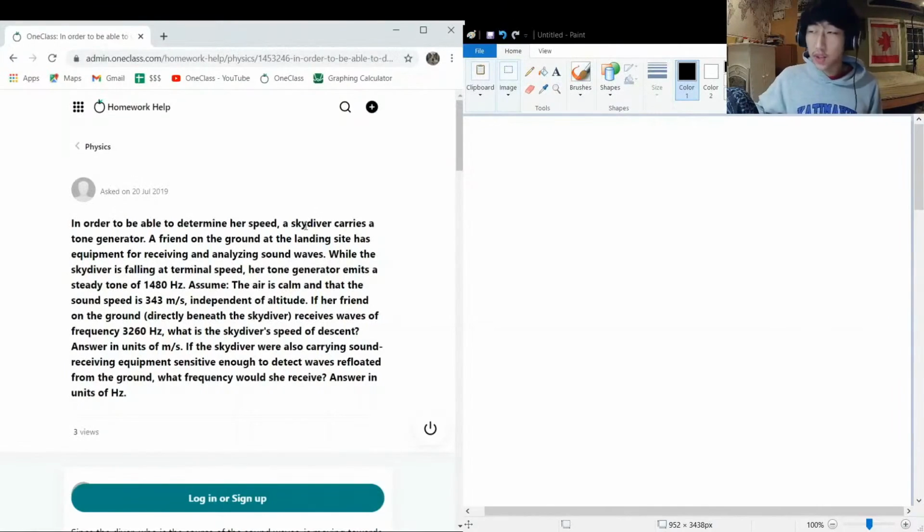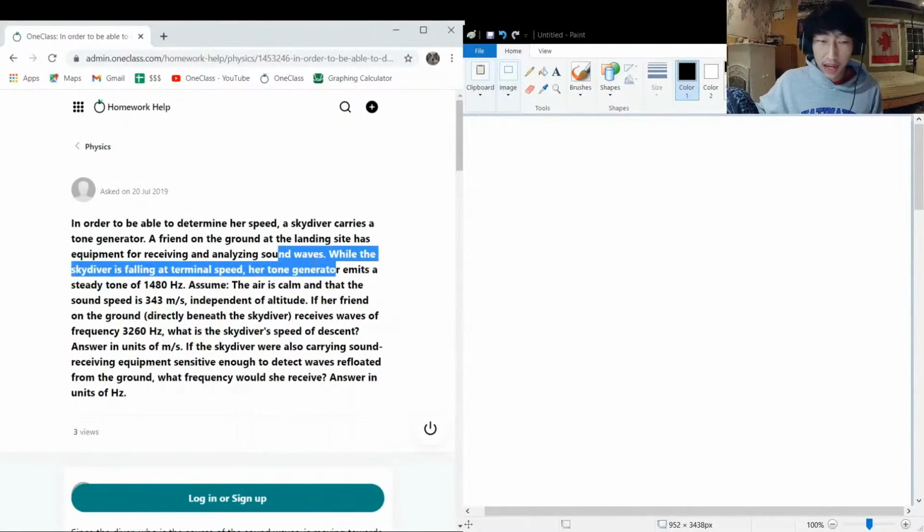Okay, so the next question that we got on the menu today is asking us, in order to be able to determine her speed, a skydiver carries a tone generator, which is pretty much just a speaker. A friend on the ground at the landing site has equipment for receiving and analyzing sound waves. While the skydiver is falling at terminal speed, that means she is not increasing her speed. That means her speed is constant as she's falling.